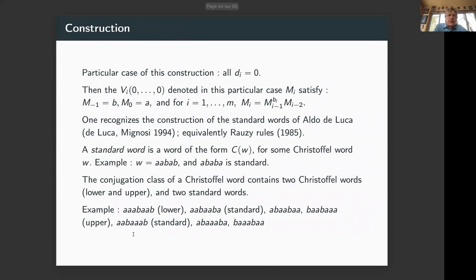Now, what I think is missing in this slide is that the words Mi are the standard words. It's not missing because I said it here: standard words. The Mi's, our construction of the Vi's restricts for the zero sequence to the standard words, to the construction of standard words of De Luca.